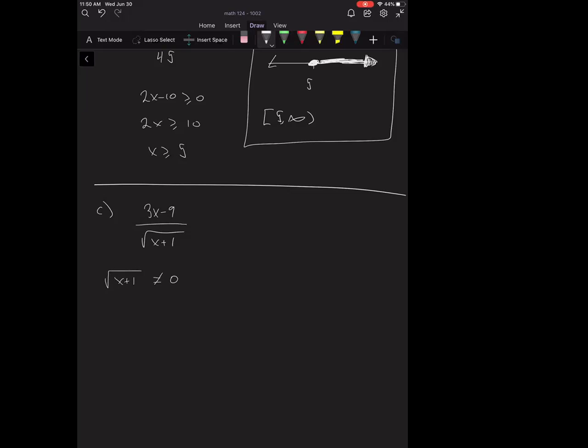But we also have a square root in this problem. The square root is this piece right here, and the inside of the square root is just x plus 1. So we also need x plus 1 to be bigger than or equal to 0. So we need these two things to happen.